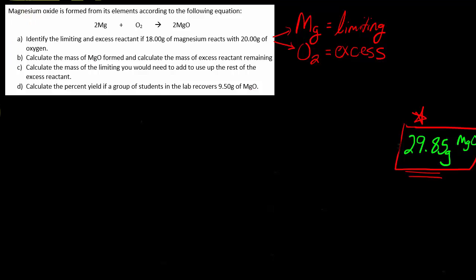Now let's go on to the second part of part B. It says, calculate the mass of the excess reactant remaining. And here, this is going to be actually pretty easy because what we know from the law of conservation of mass is that whatever mass of reactants we have must equal the mass of our products and whatever else may be left over. And so we already know that our product is 29. This is our product.